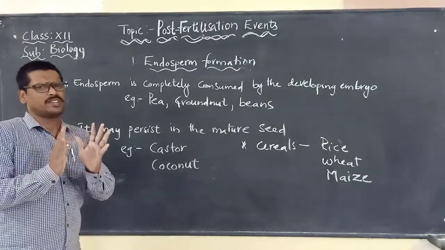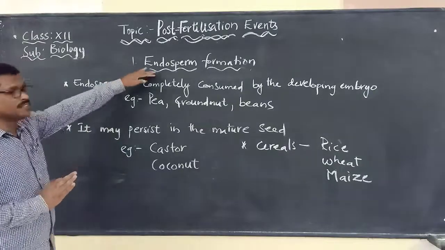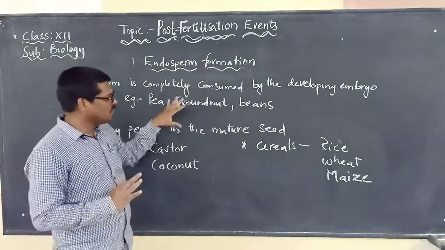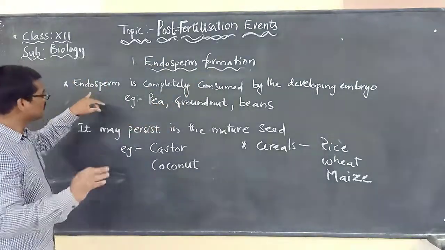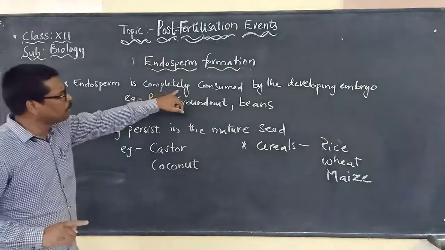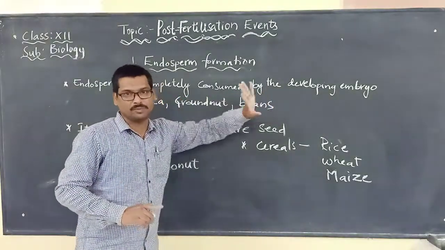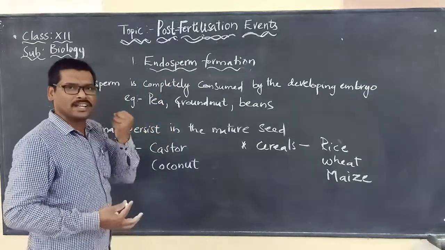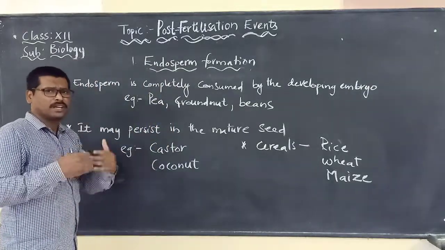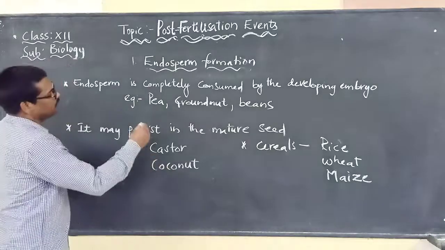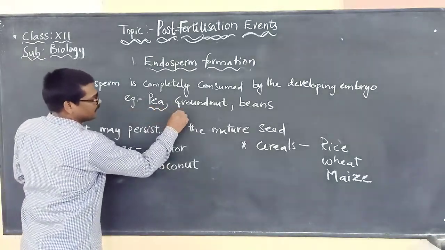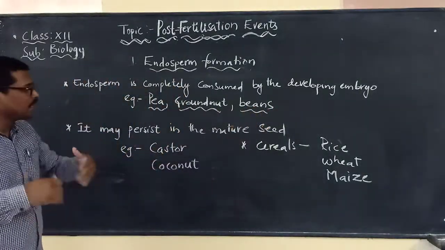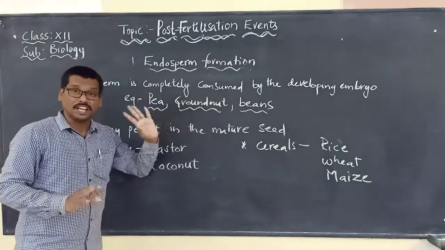There are some points that we have to keep in mind at the end of this endosperm formation. Once you learn about the endosperm formation, these points are very important. So remember that endosperm is consumed by the developing embryo. As the embryo is growing, in some cases the endosperm will be completely consumed because it is the nourishment. In some examples like pea, groundnut and beans, the endosperm is completely consumed by the developing embryo.